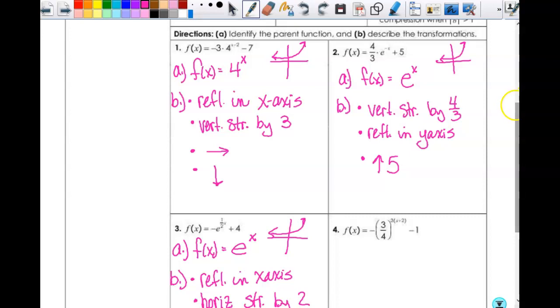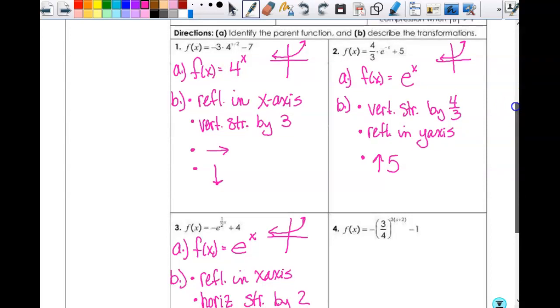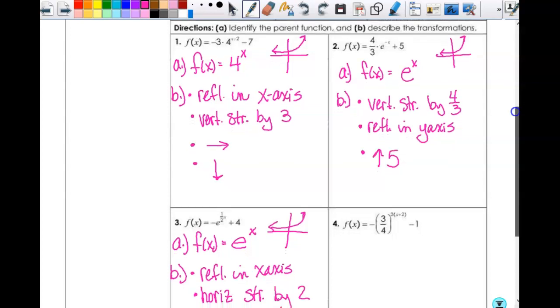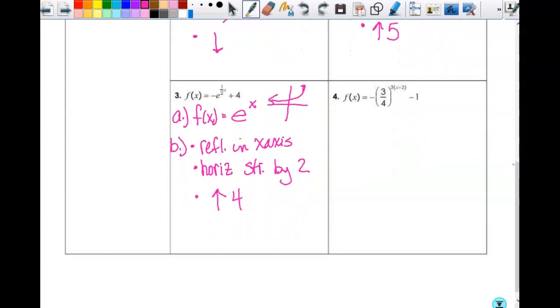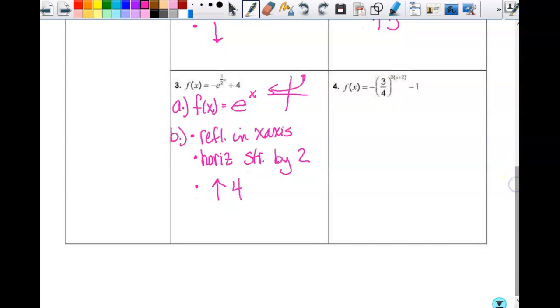Yes. It does. What's the only thing that's going to affect the asymptote? The y value. Yeah, but the shift, right? If the function gets shifted up or down, then the asymptote's going to get shifted up or down. Yes. Very good question. All right, so let's look at number 4.